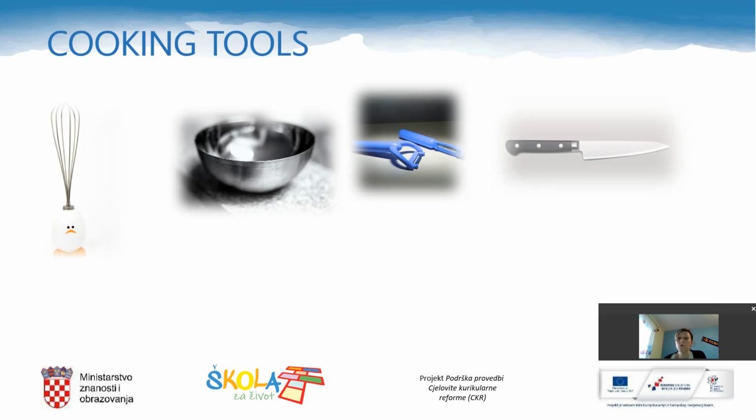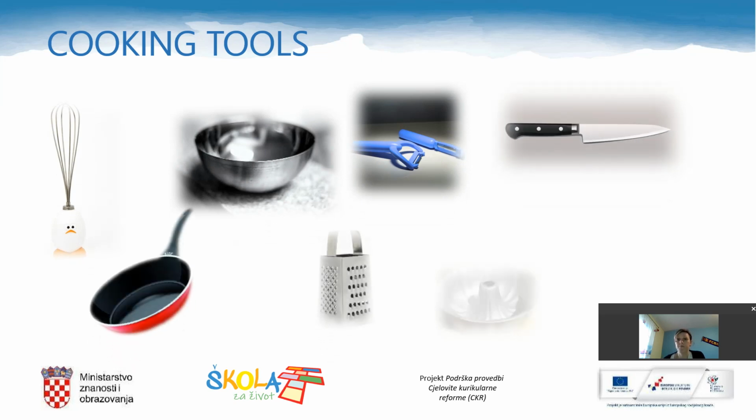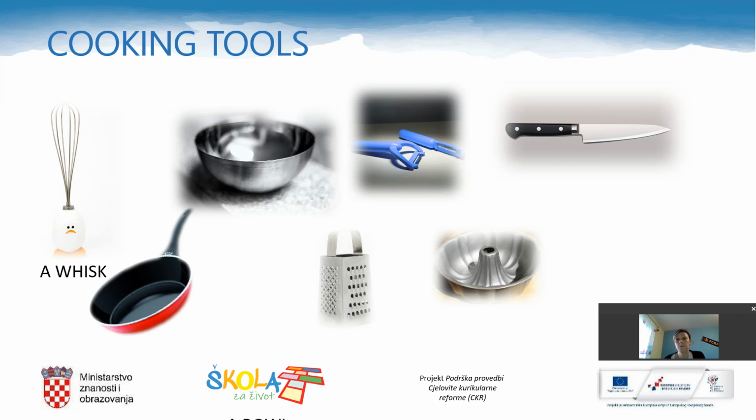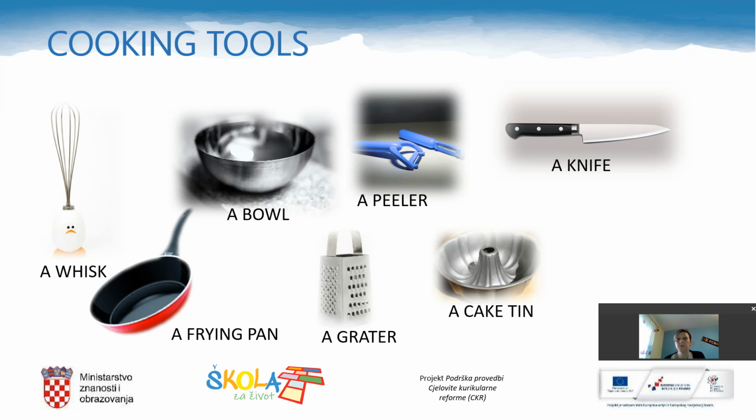These cooking tools are the most used items in my house. Do you know the names of these cooking tools? And do you have them in your house? If you know the names, let's check. If you don't know the names of these cooking tools, let's find out. A whisk, a bowl, a peeler, a knife, a frying pan, a grater, a cake tin. Maybe you can add some more words to this list. Take a look in your kitchen and write down some other cooking tools that you have in your house.